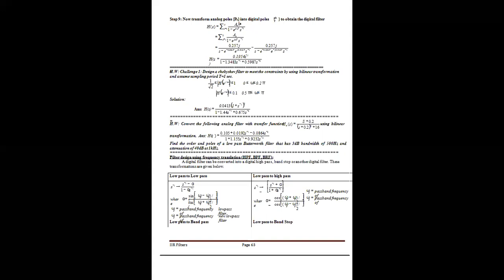So overall, what we have seen is how to design an IIR filter using approximation of derivative, the impulse invariant method, and the bilinear transformation. So these are all the steps behind it and how to design the filter.